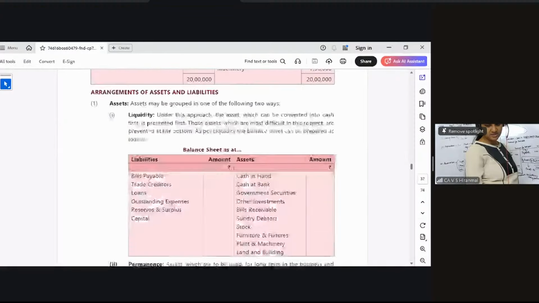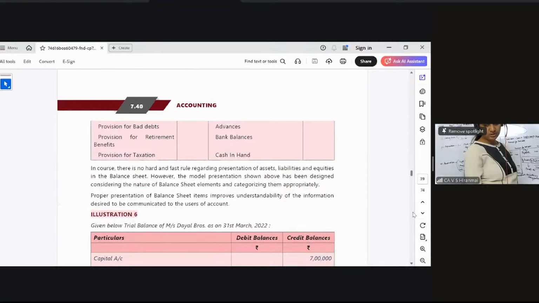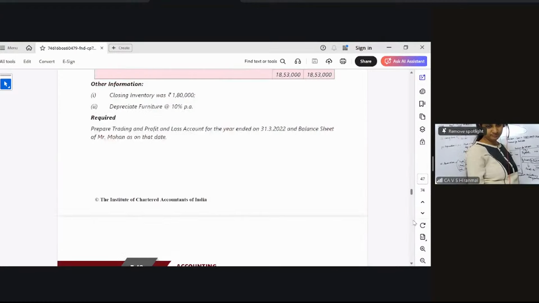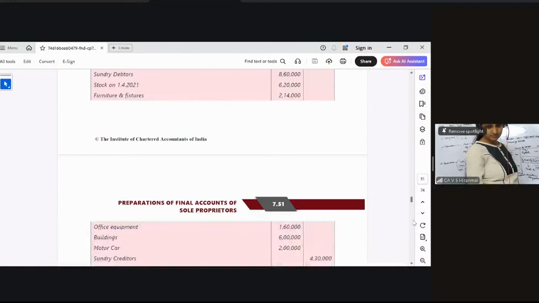Which is your illustration number 12. The same thing, whatever I am talking about now, will make sense when you look at the question. How to read a question and how to understand it. Now, all of you, please see here.